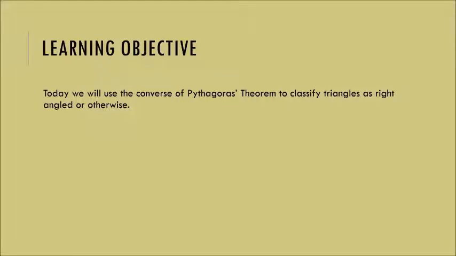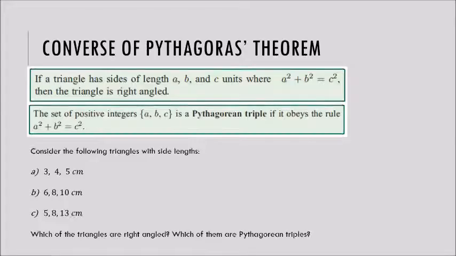Today, we will use the converse of Pythagoras' theorem to classify triangles as right-angled or otherwise, and we'll also look at something called Pythagorean triples. So what is the converse of Pythagoras' theorem? Well, that's like saying the opposite, so the backwards way of saying Pythagoras' theorem.